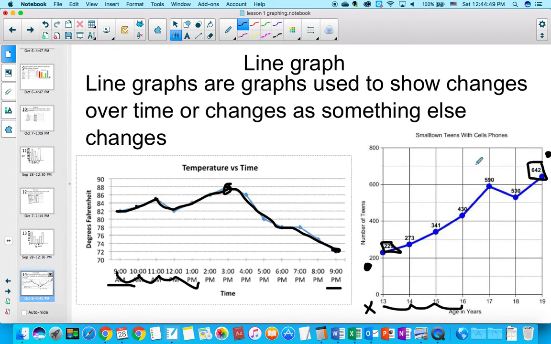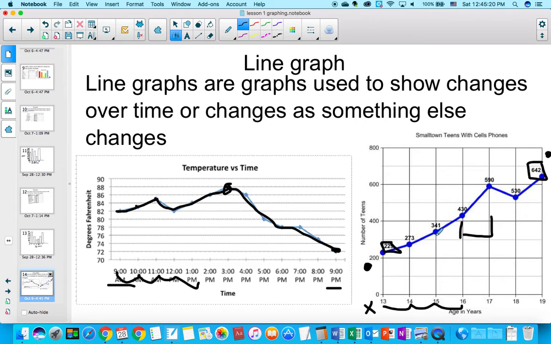Now, this is teens, so you wouldn't go past 19, but you can then say, well, for people 20 and up, you could predict that those people would also have a larger number of cell phones. And so you can make predictions on the graph, and you can see, well, 16 and 17 seems to be where the largest jump takes place, right? The largest jump takes place between these two ages. So these are the two ages where kids will get or buy cell phones.